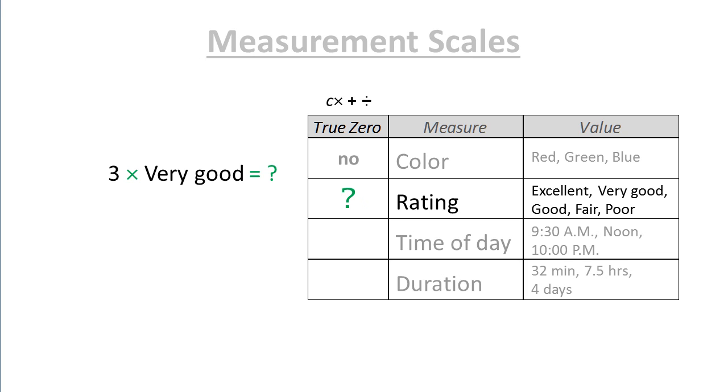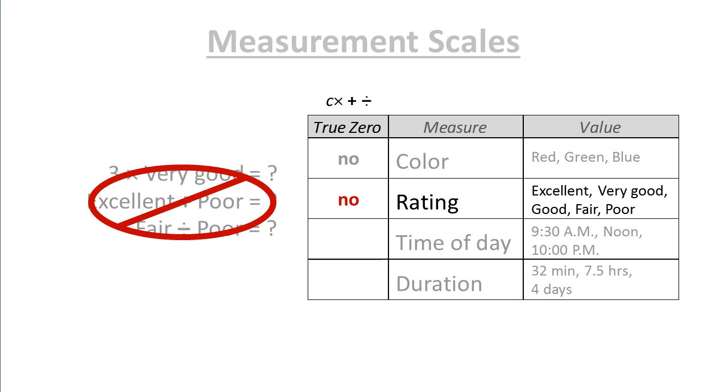Next, we have rating. How good is 3 times very good? What is excellent plus 4? And what is the ratio of fair and poor? These questions make no sense because rating has no true zero.